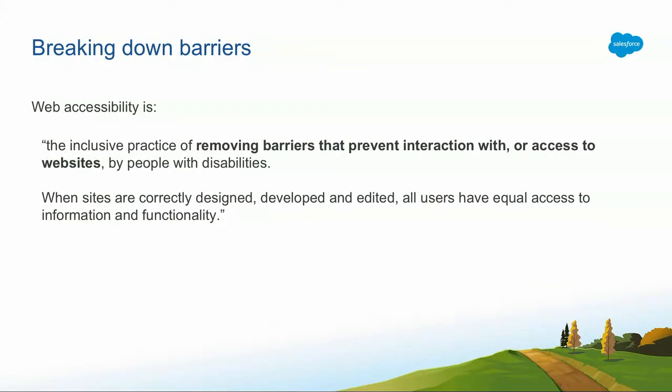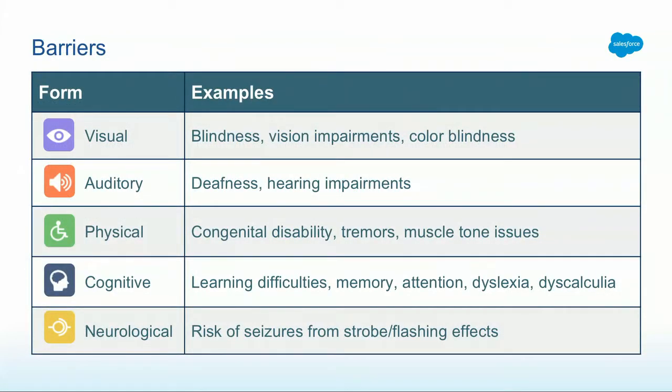Okay, so web accessibility. I've taken this definition from Wikipedia, but the key phrase there is all about removing barriers. We all like removing barriers. So let's learn about the barriers. You have to know your enemy. You'll see this in any talk about accessibility. Just make sure that we're all on the same page and understand what we're dealing with so that we're better able to solve the problem.